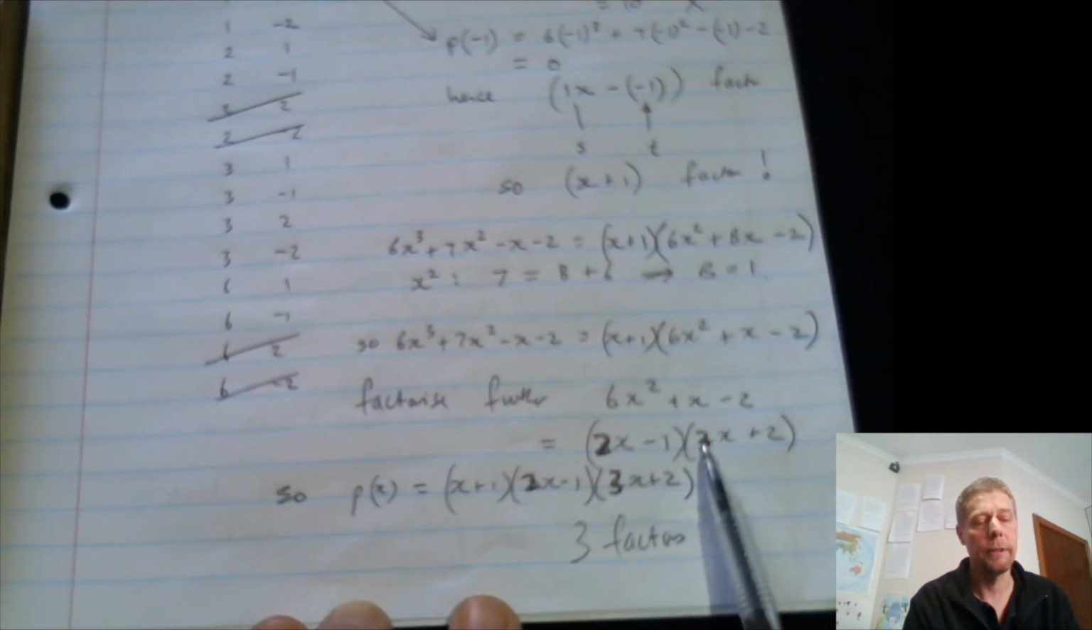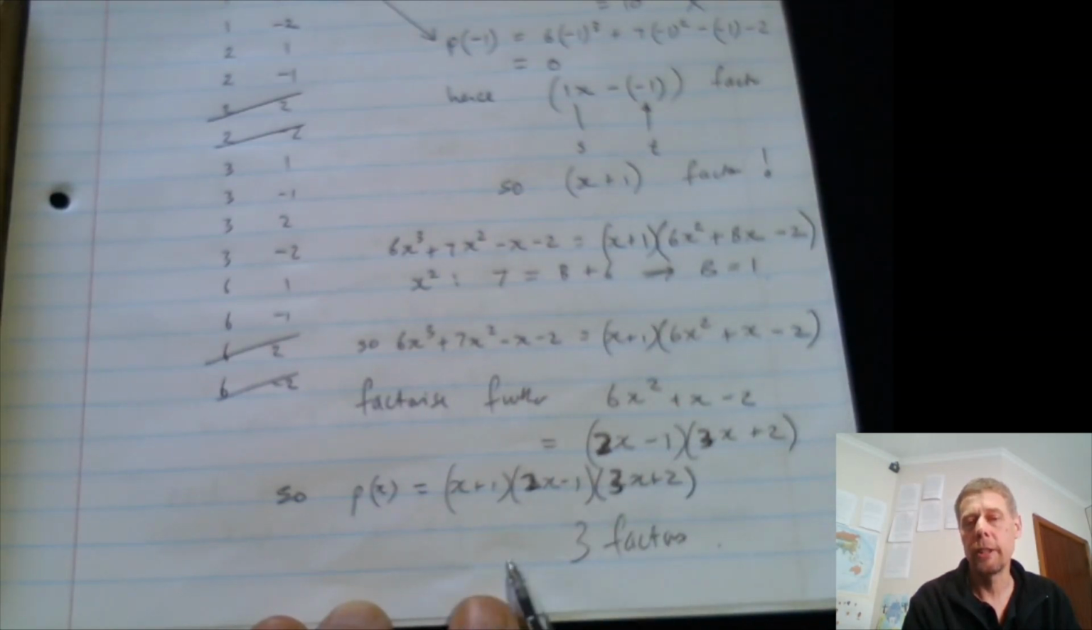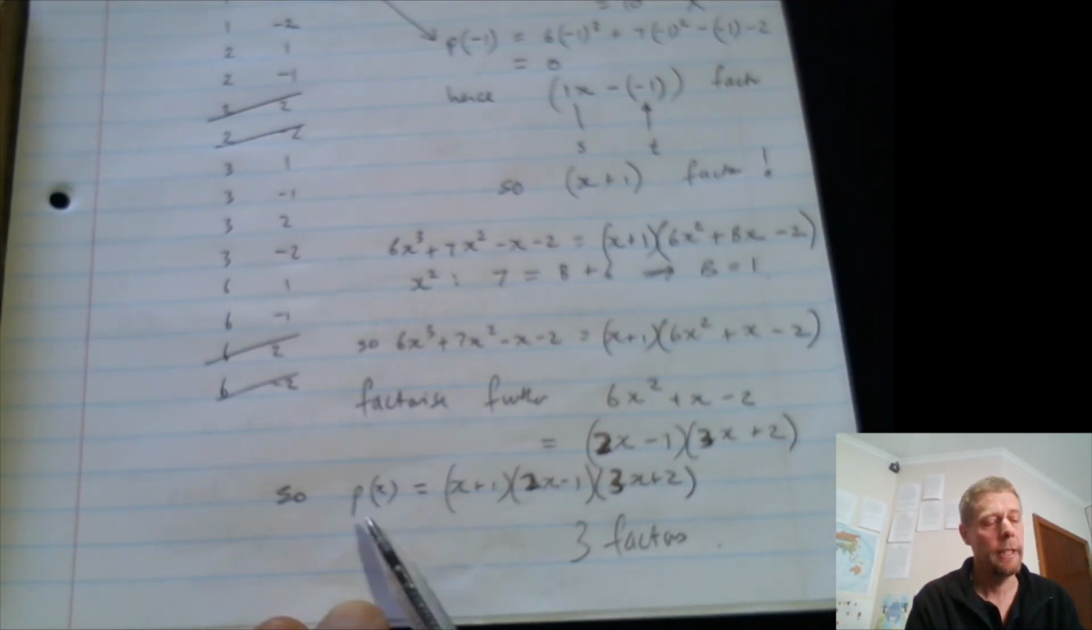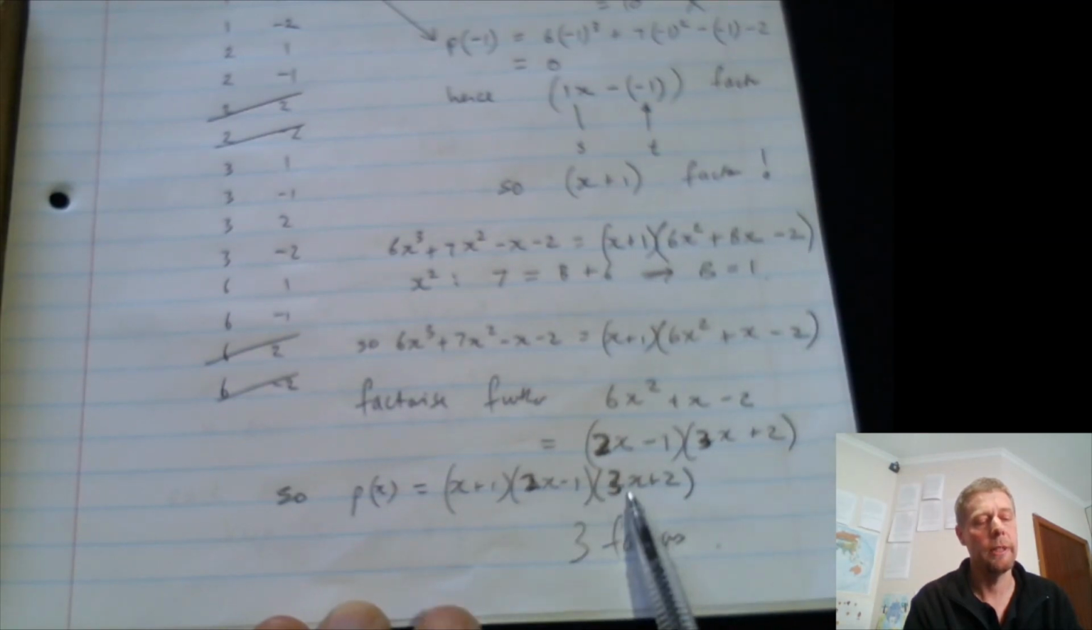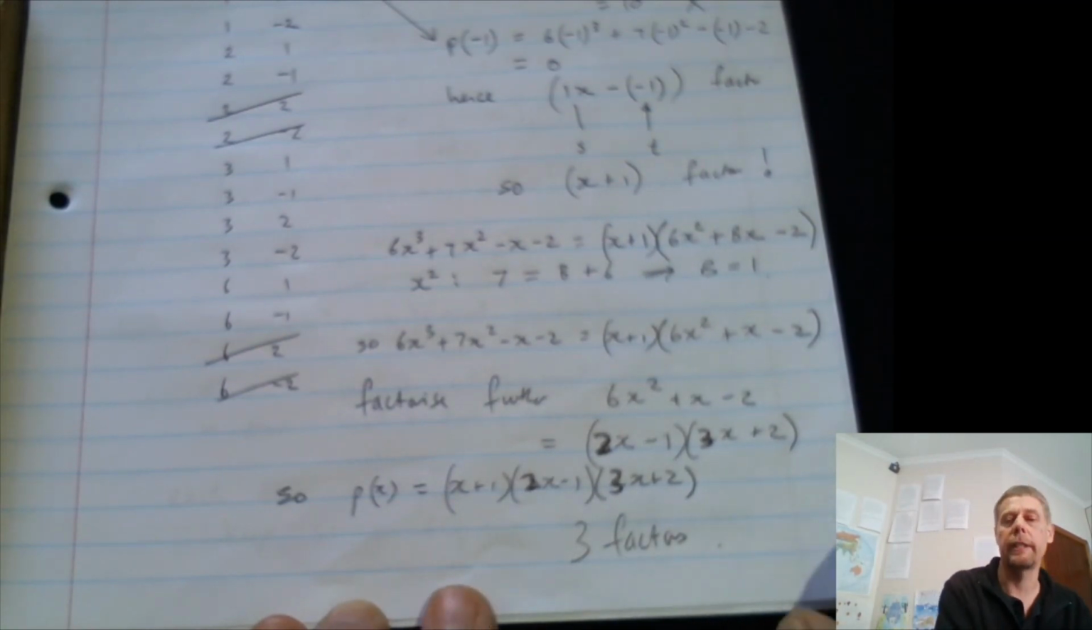And notice I made a little mistake there on the way, which just shows how easy it is to make mistakes and how one must just work carefully. And finally, my p of x equals x plus 1 times 2x minus 1 times 3x plus 2. There are 3 factors there.